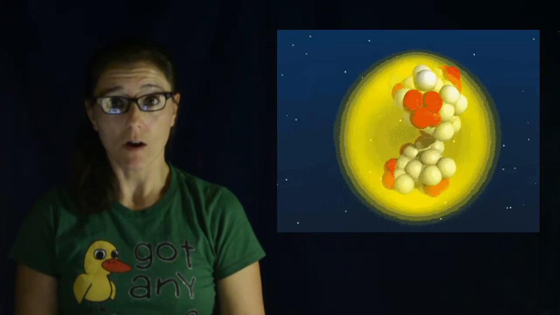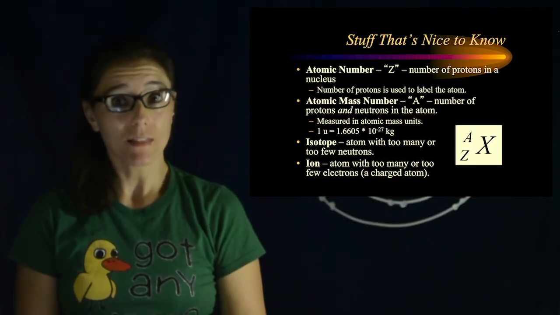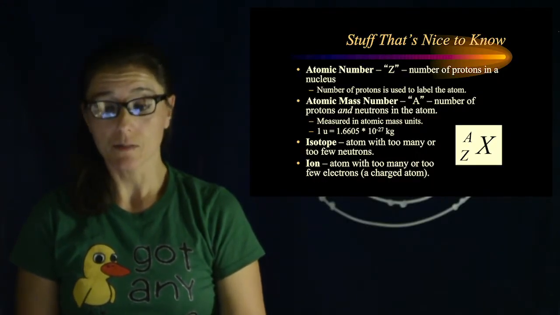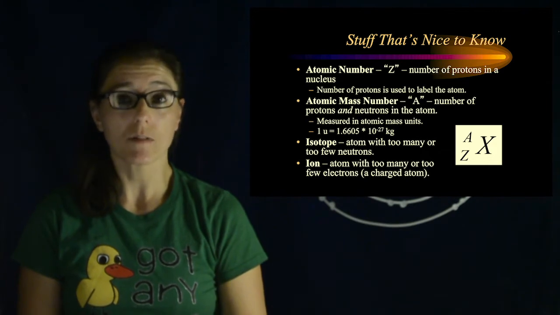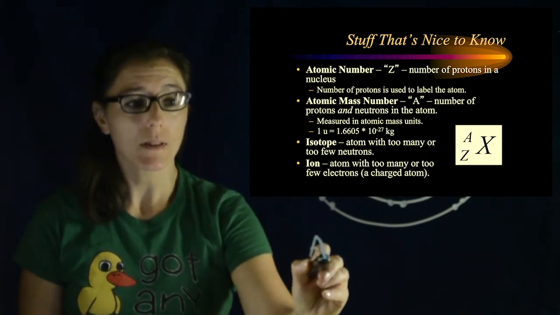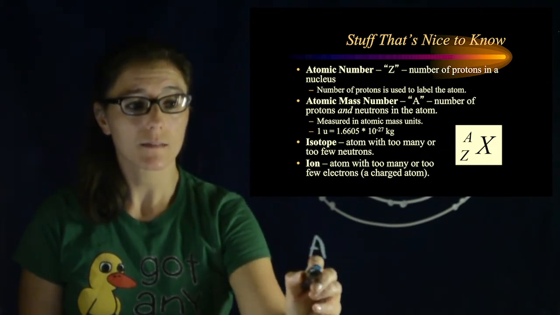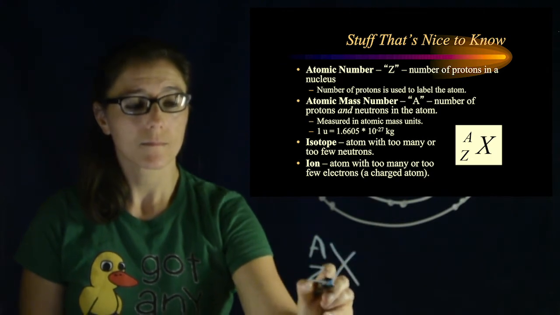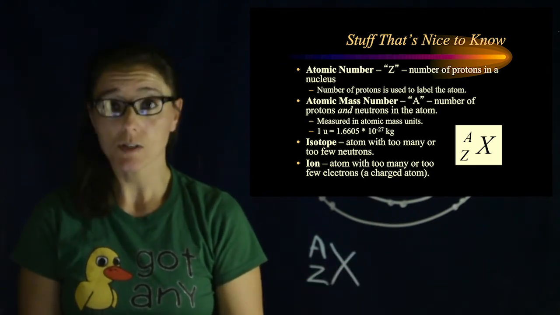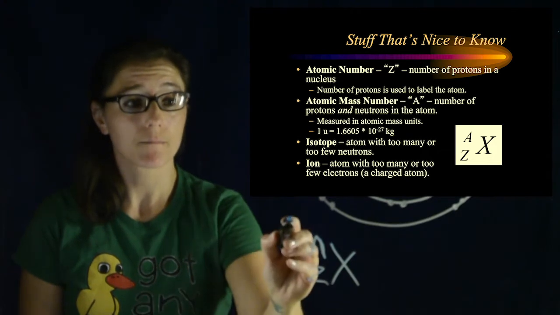So that's all great to know. But one of the things that's going to come up is nuclear equations. So we need to take a moment to talk about notation. Something that's going to come up a lot is this. This is the notation for the nucleus of an atom.